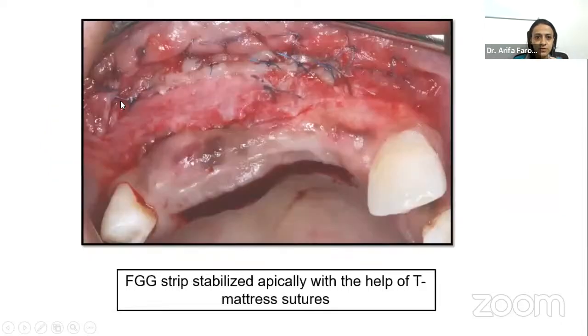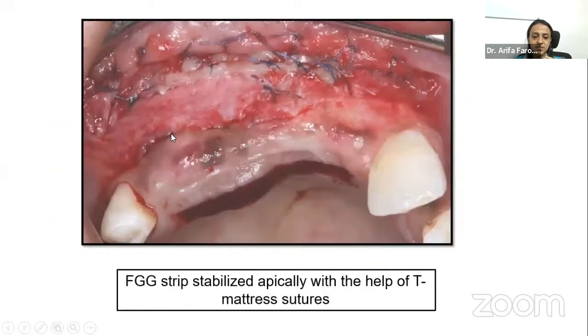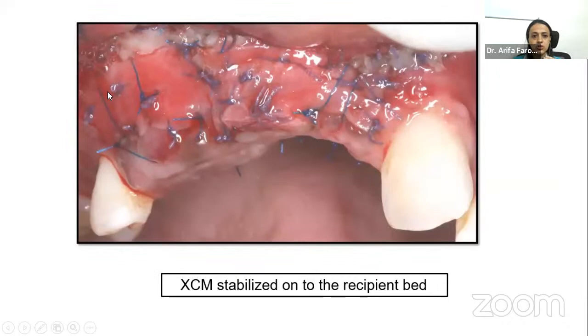Okay, so these two strips were stabilized apically. I can show you here. These two strips were stabilized apically over here, and the remaining recipient bed was covered with the alternative material, that is your xenogenic collagen matrix. Okay, the remaining recipient bed was measured, and according to that dimension, this mucograft was cut and sutured over here.